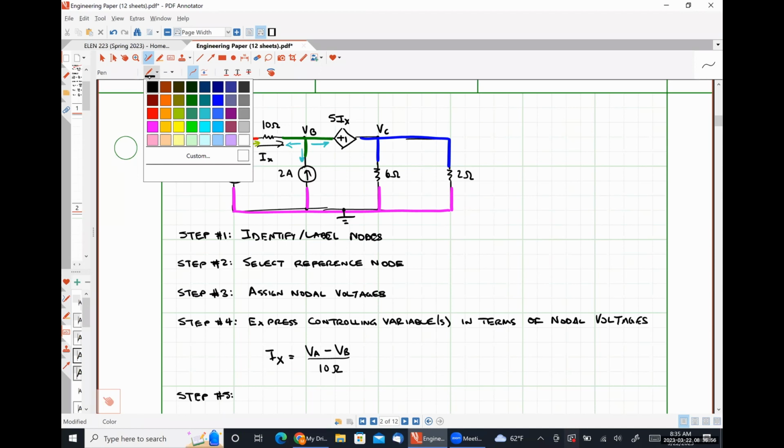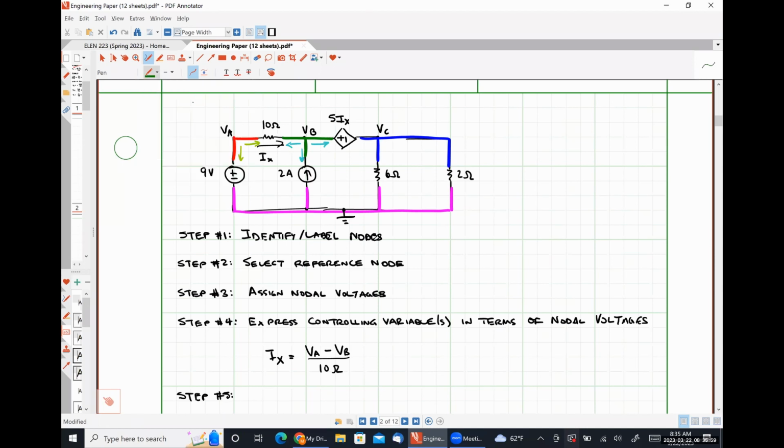Now I'm going to write my KCL expression at node C. That's going to be this guy, and this guy added together.